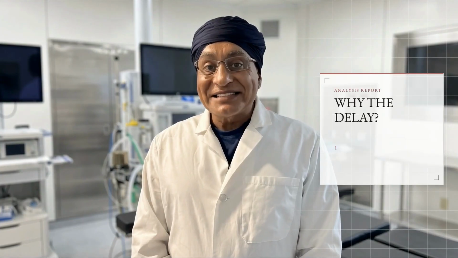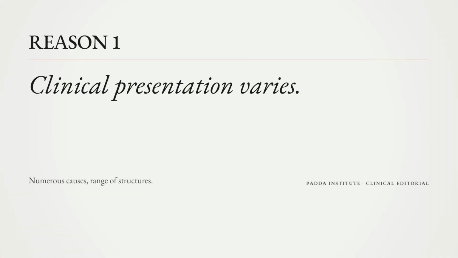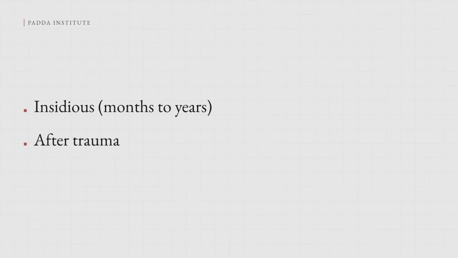So why does this diagnosis take so long to reach? Two reasons, and both come from the same review. The first is that the clinical presentation varies, because there are numerous possible causes and a range of structures involved. Symptoms may develop insidiously over months to years, or they may begin after trauma. Either pattern is consistent with the diagnosis, which means the absence of an injury does not rule anything out.